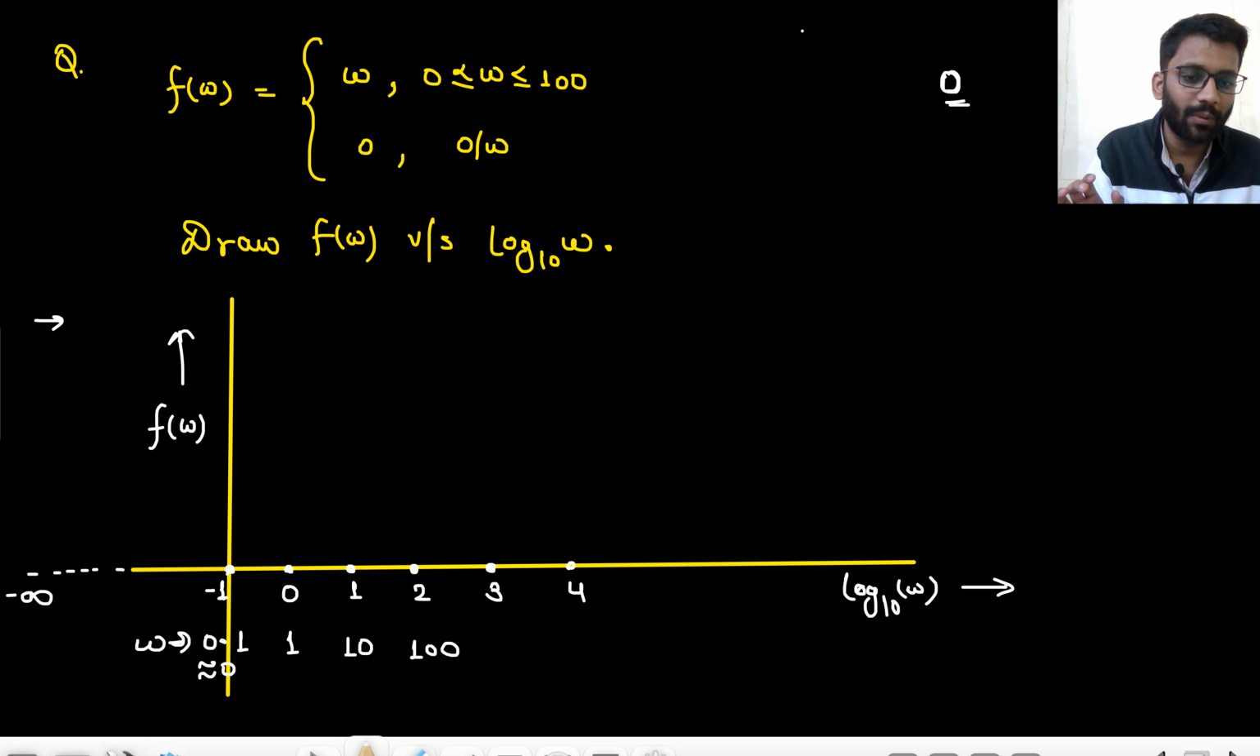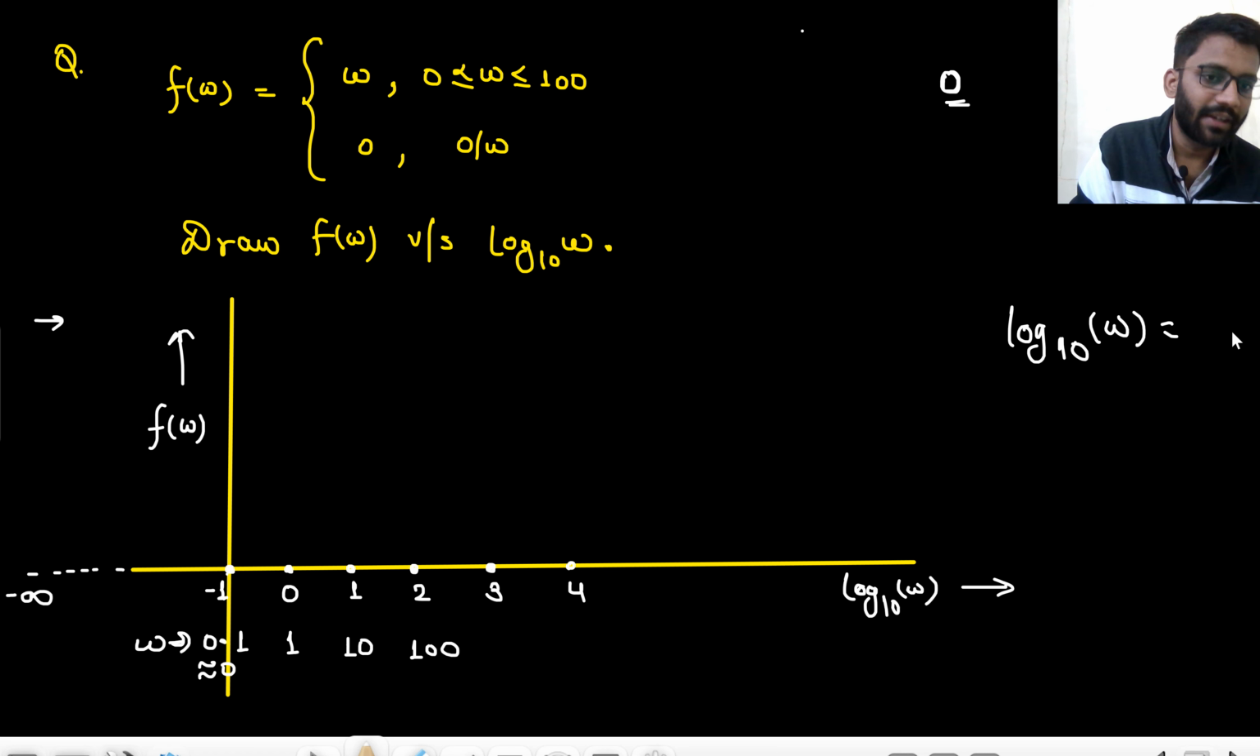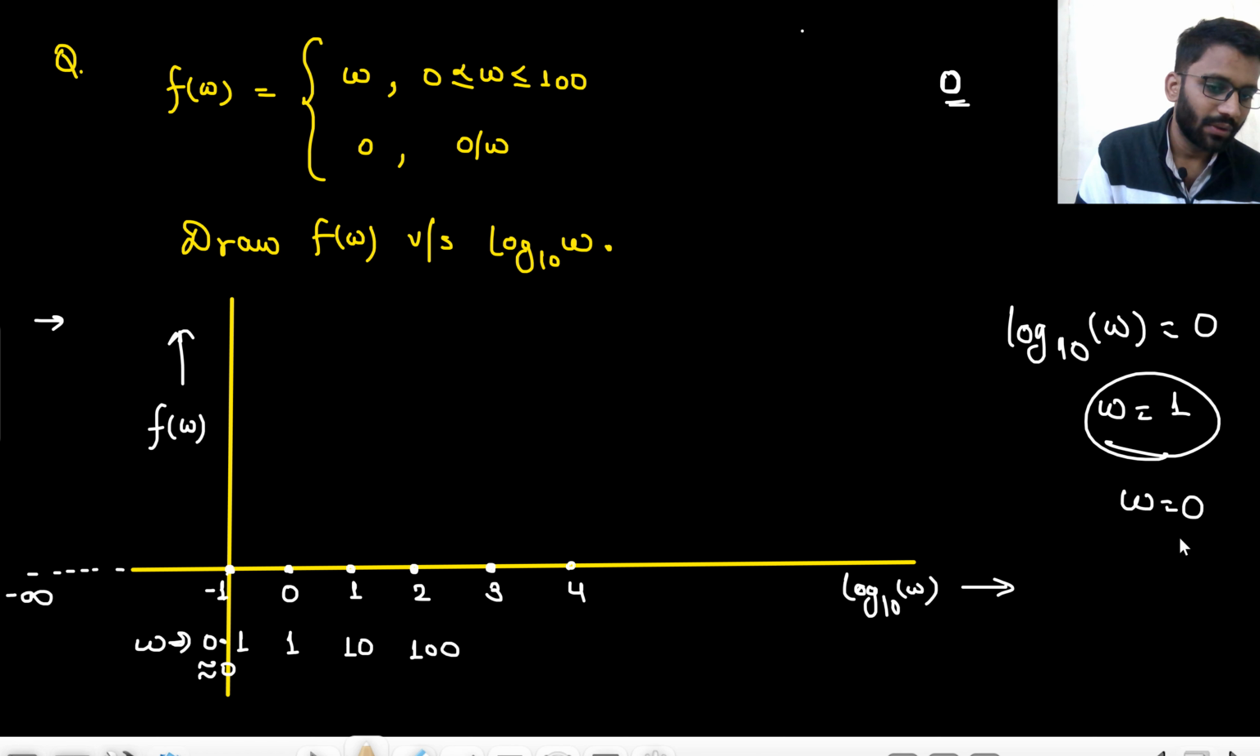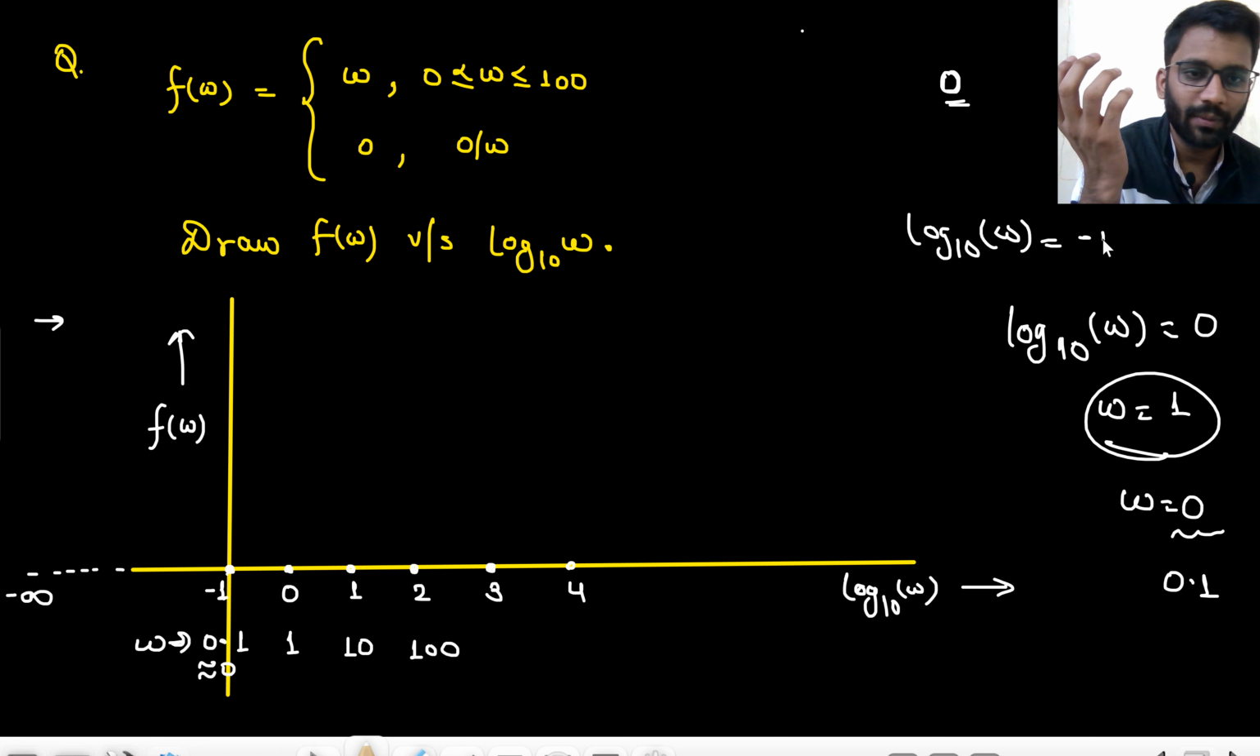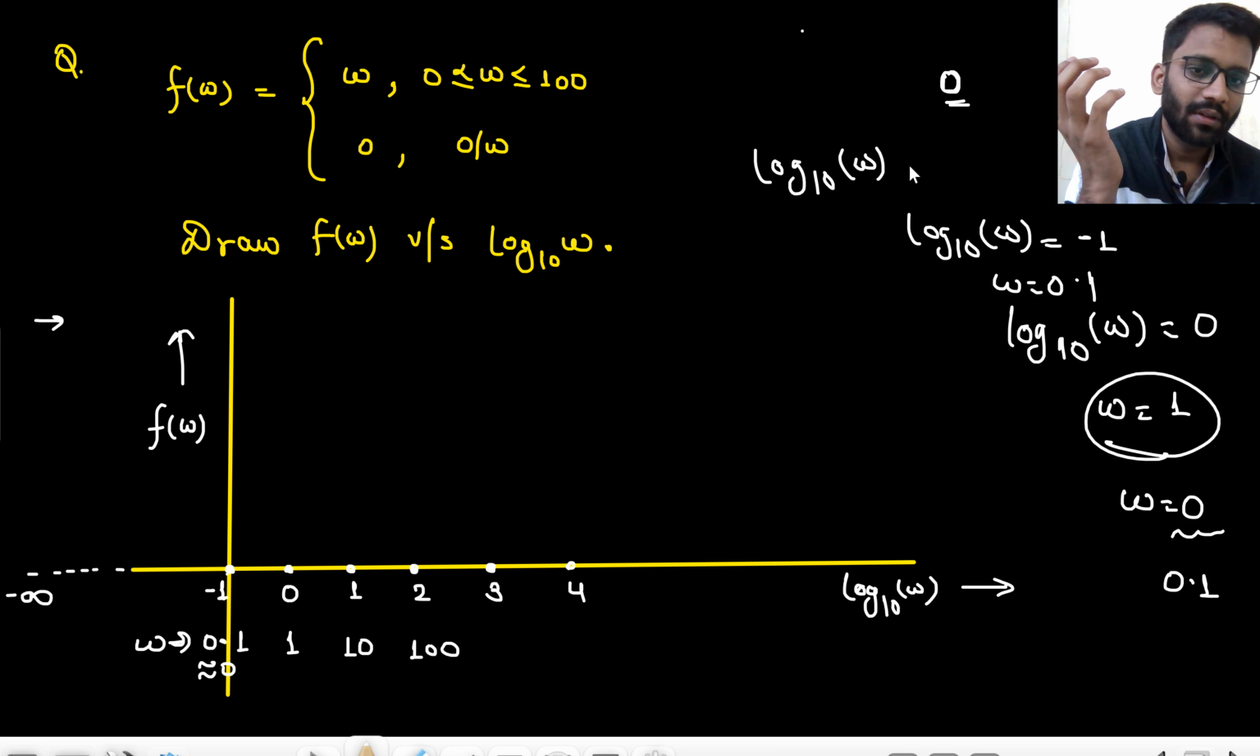So first I put log tan omega equals to minus 1. Why did I put minus 1? Because I need very low values of omega. If I had started from 0, log tan omega equals to 0, then the omega value I would get is 1. But I need to start from 0, or something nearly equal to 0, that can be 0.1. So that's why I put log tan omega equals to minus 1, so the omega value I get is 0.1. You could have put log tan omega equals to minus 2 as well.